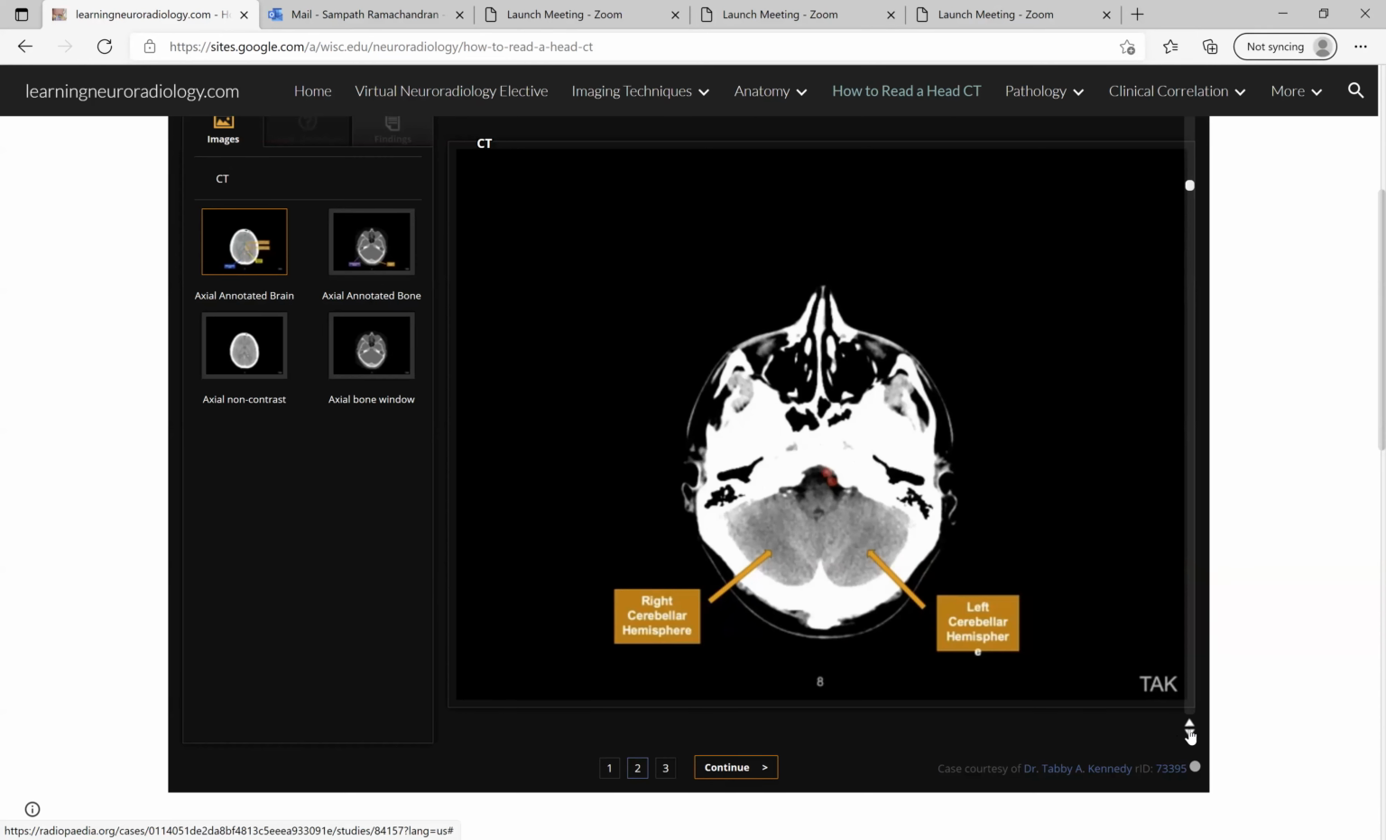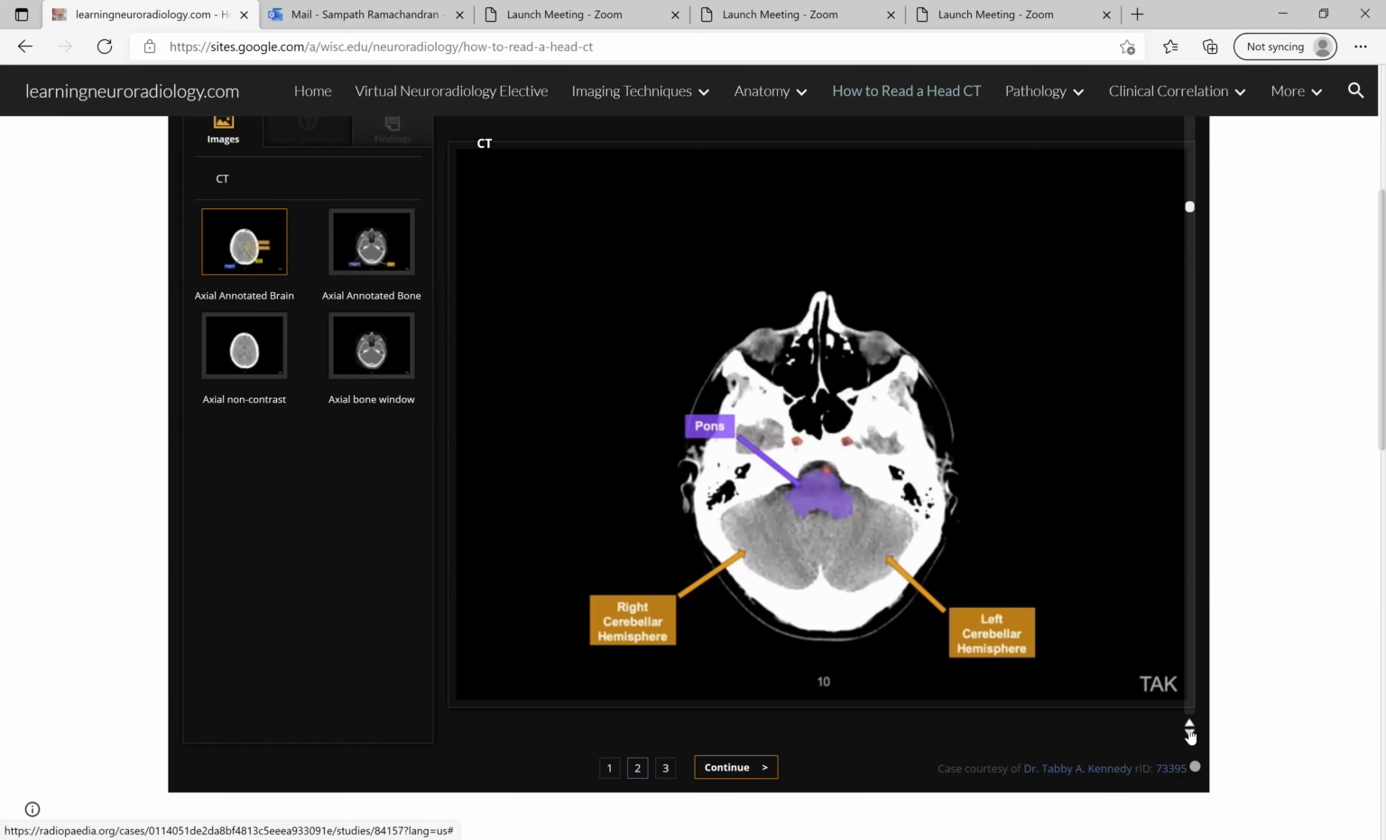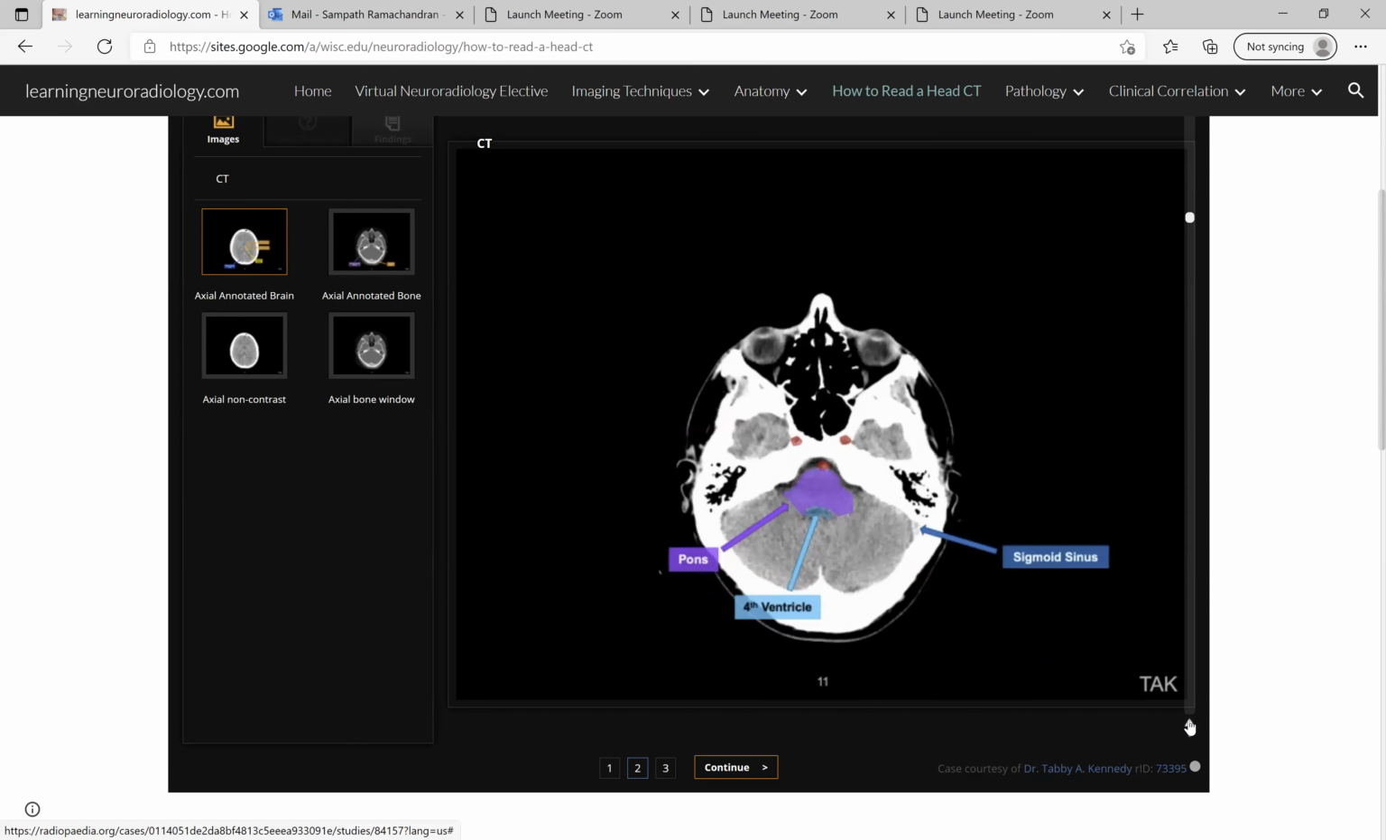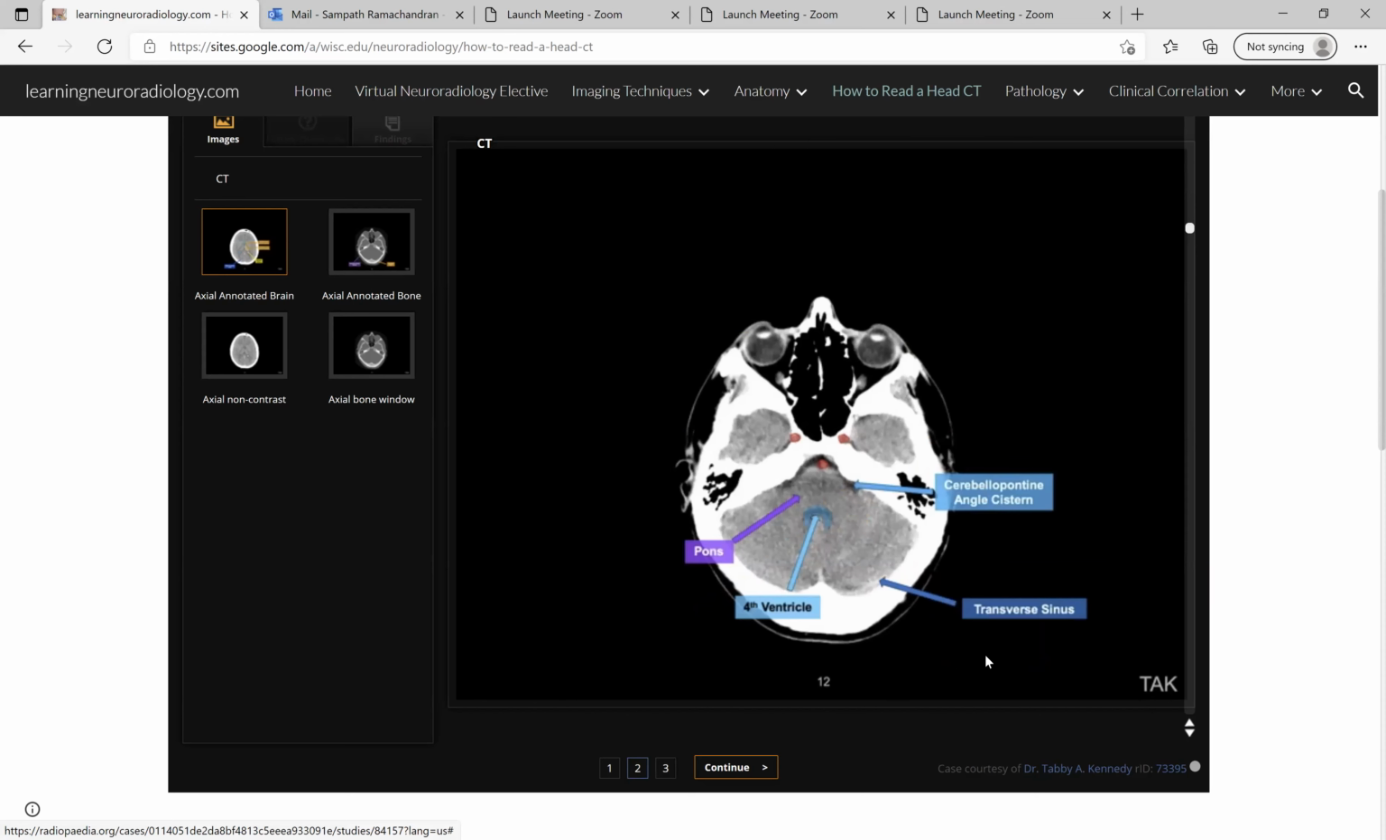And then as we keep going up, more structures come into view. You can see the pons. And then as you go up even more, you can see the fourth ventricle here. And then this is very important, the cerebellopontine angle system. A lot of tumors actually sit here. So we have to look at this part quite carefully, because some of the tumors can sit here and then cause symptoms, so we have to look at that.